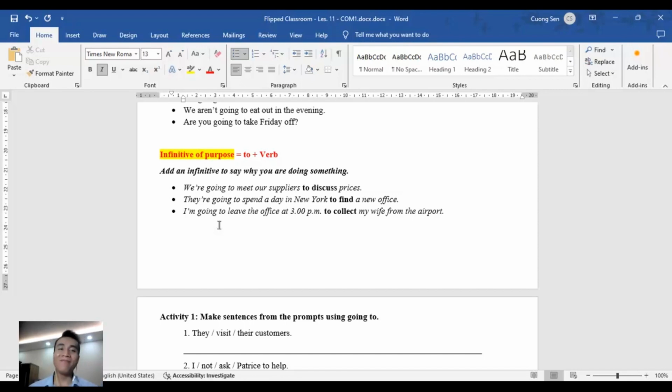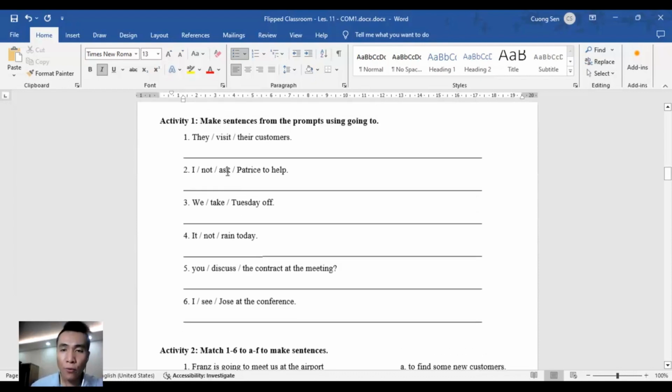Done. Alright, so those are the two main grammar points. Now, to check that you understand them clearly, I want you to do the activities. In this activity you are using the prompt. There are some words given to you, and you need to use "going to" to make a complete sentence. You need to do 6 sentences here. So please go ahead and do it, this is your chance.